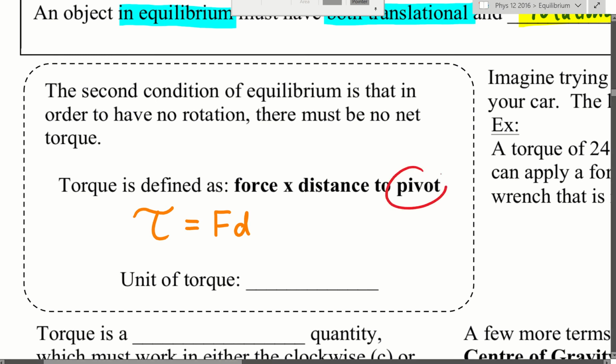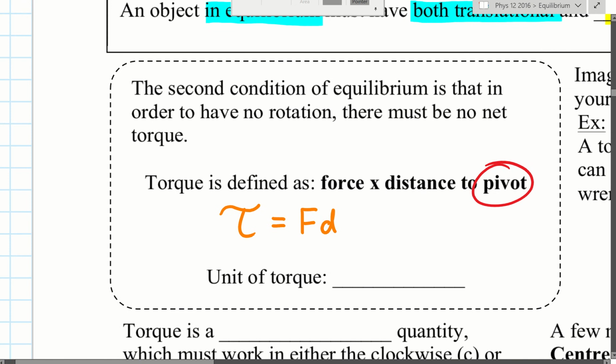Now here, we have a new word. Maybe not new, maybe you already know what a pivot is. A pivot is the point at the center of the rotation. But you have to think about it like this though. The pivot is not always going to be the same point.